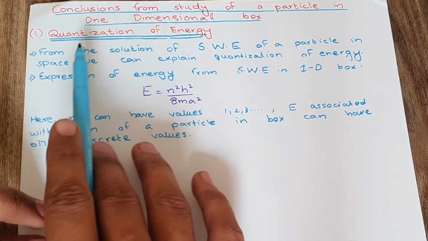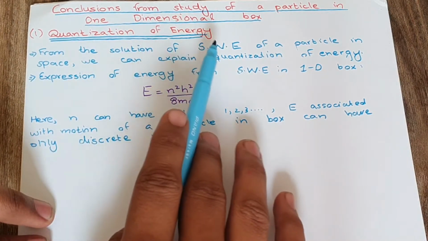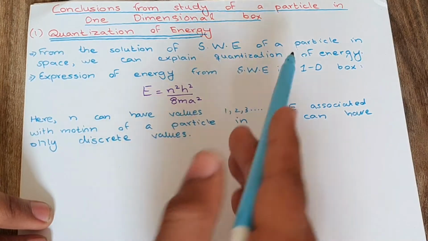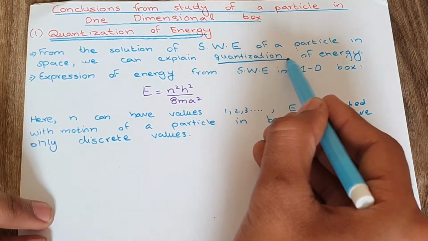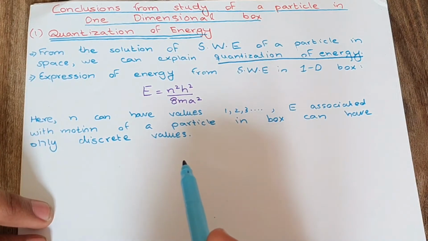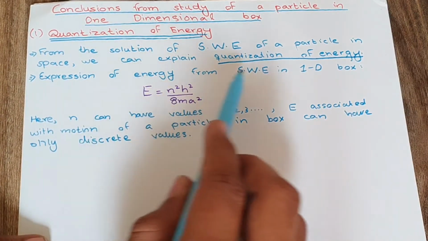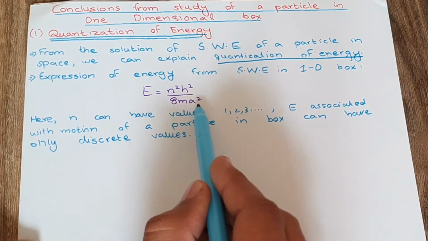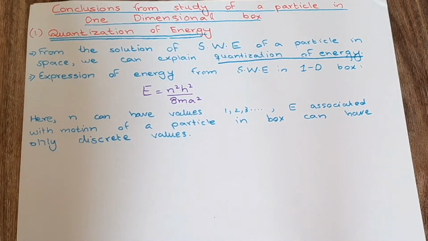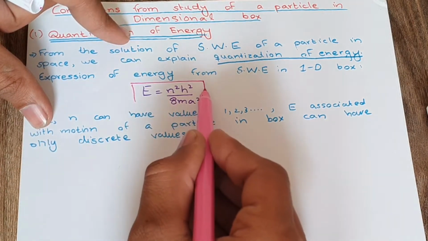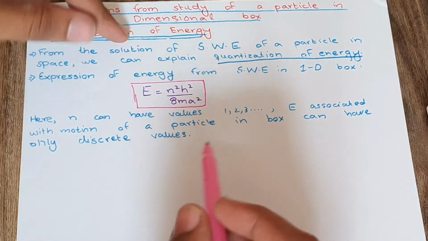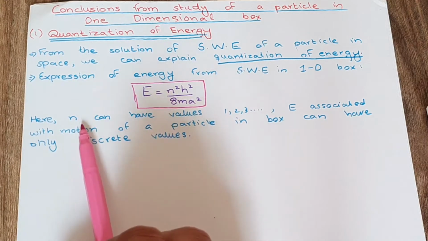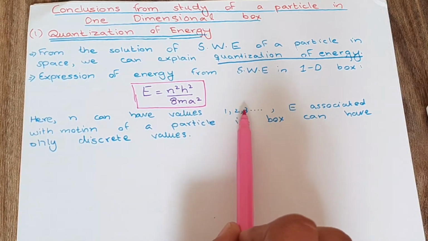So from the solution of the Schrodinger wave equation of a particle in a box, we can explain the quantization of energy. The next thing is the expression of energy from the Schrodinger wave equation in a one-dimensional box, which comes out to be E equals n squared h squared over 8ma squared. This is the expression obtained for a particle in a one-dimensional box. First we are going to derive this expression. As you can see here, n is an integer having values 1, 2, 3 and so on.